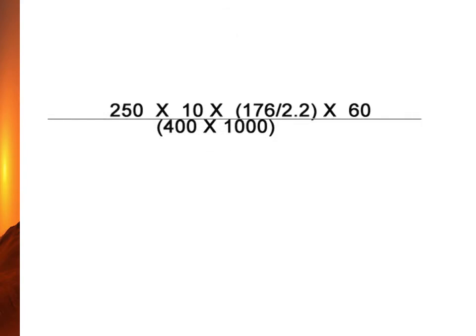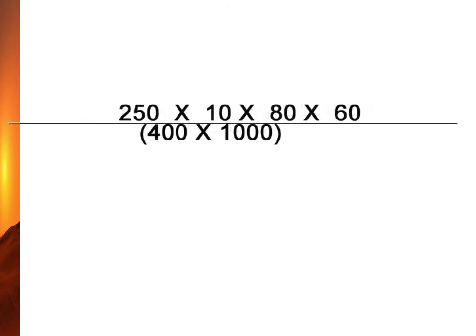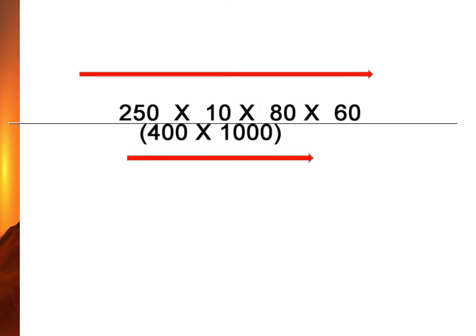Now we've got the numbers here for you where it's got a 250 milliliter bag, a dose of 10 micrograms in our case. We're going to start with that one for this example. The patient's weight is 176 pounds divided by 2.2. That'll tell us the weight in kilograms. Times that 60, which is a microdrip set. We put in 400 milligrams, and 400 milligrams equals 400,000 micrograms. So we need to calculate that out. So 250 times 10 times 80 times 60 divided by 400,000.